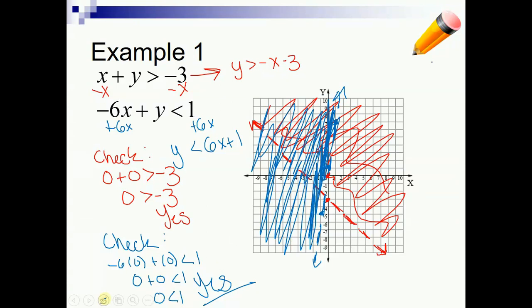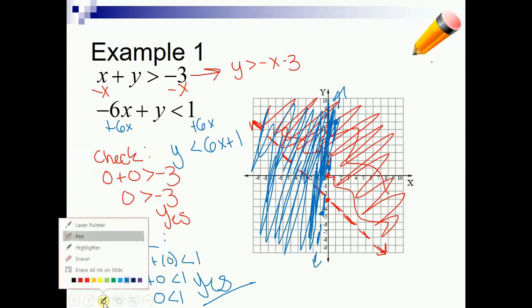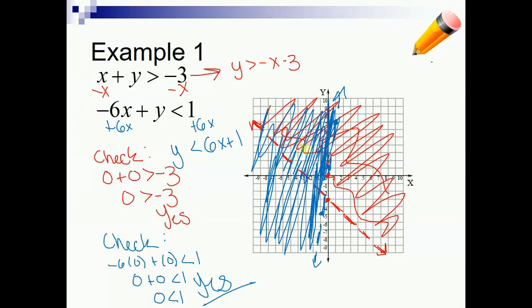So what does this mean? Where is the final answer to the problem, you're probably asking? Well, my final answer to this system is right here, where I've colored in my highlighter. So that's where both of my shading intersects. That's why it's the solution to this system of linear inequalities.